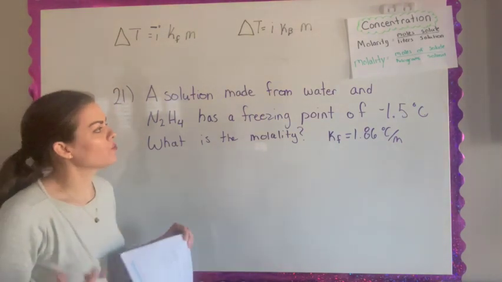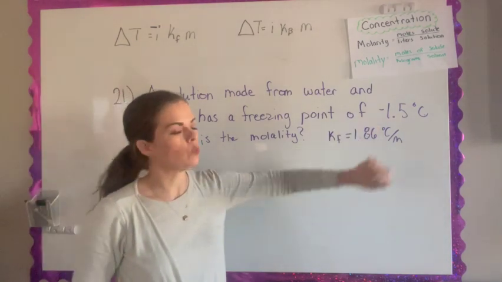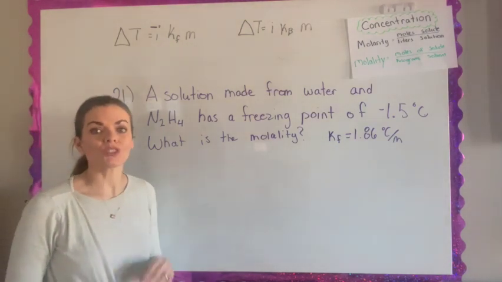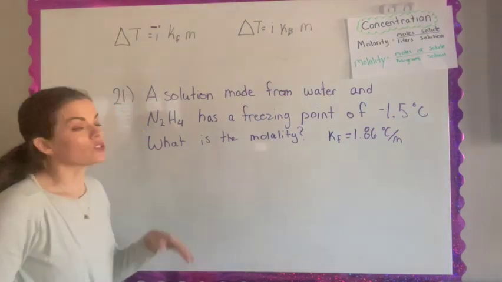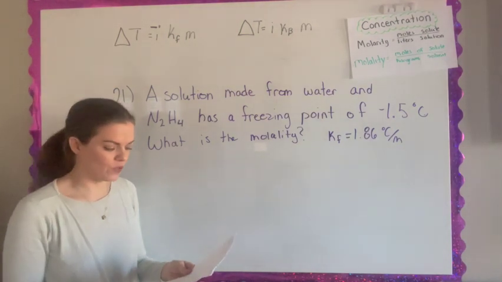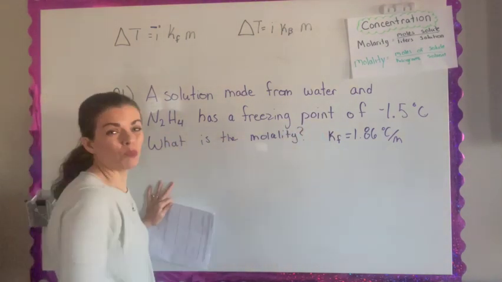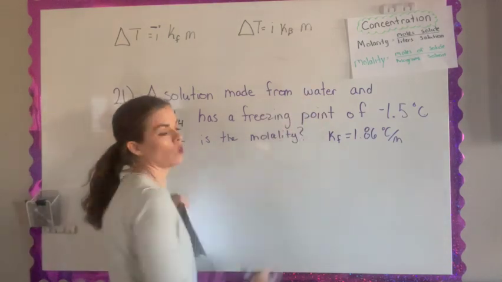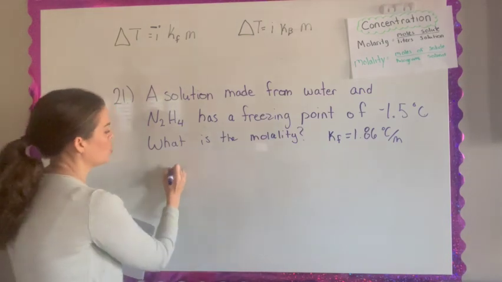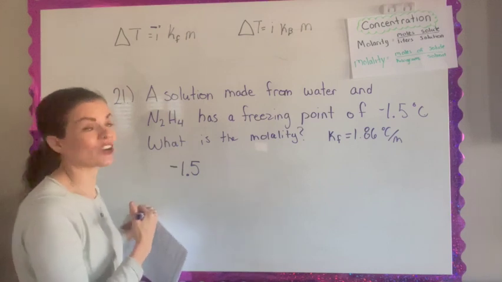A solution made from water and N2H4 has a freezing point of negative 1.5 degrees Celsius. It wants to know what is the molality of my solution, and it gives me the constant. So I'm just going to start with my freezing point equation and see what I can put in and what I need to figure out. So I know it has a freezing point of negative 1.5, and it says it's from water. Well, if water starts at 0 and it goes to negative 1.5, I know my delta T is negative 1.5. And I say negative because it's gone down.